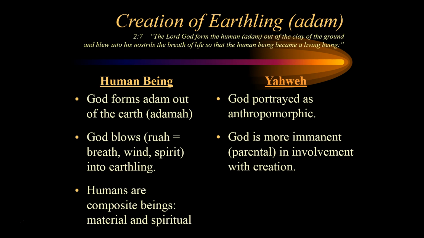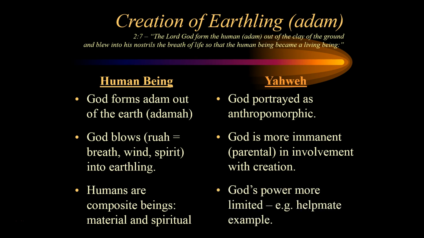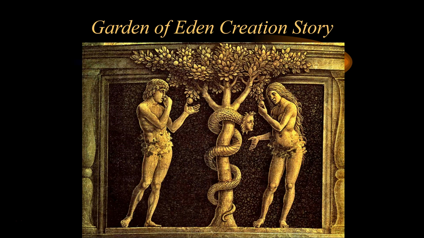All right. So what we see is this God is a little different than the one portrayed in Genesis 1. Well, let's move forward then to the third chapter, where we really get into the classic story of Adam and Eve in the garden and the tree of the knowledge of good and evil.